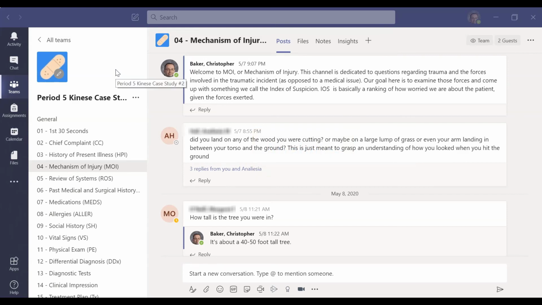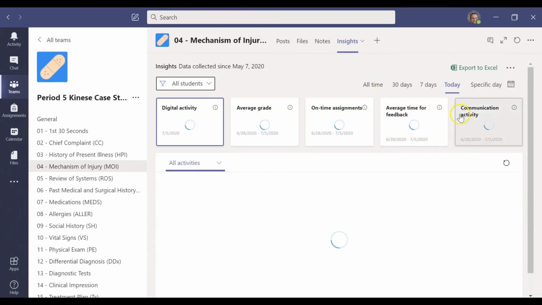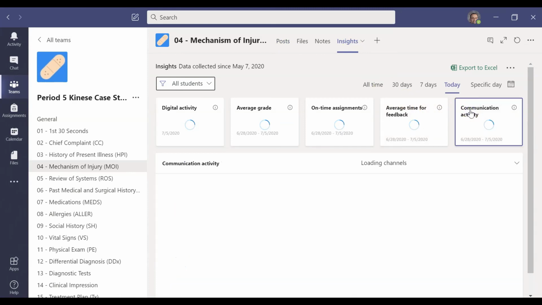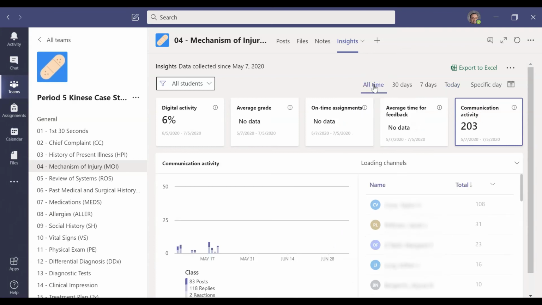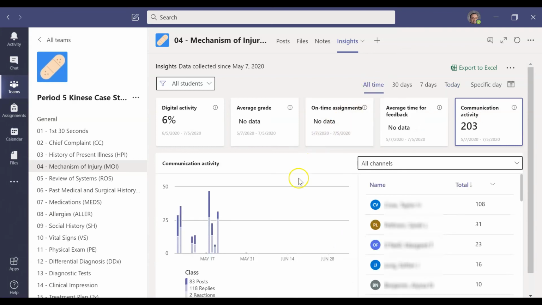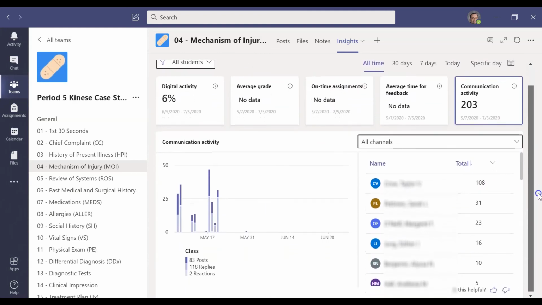One of the cool things about Microsoft Teams is the ability to run analytics on each channel and each team and break it down pretty well. So we go over here to Insights, and that's what Microsoft calls it. And we're going to click on Communication Activity. And we're going to click on All Time. And here we have. So let's scroll down here a little bit so we can see.